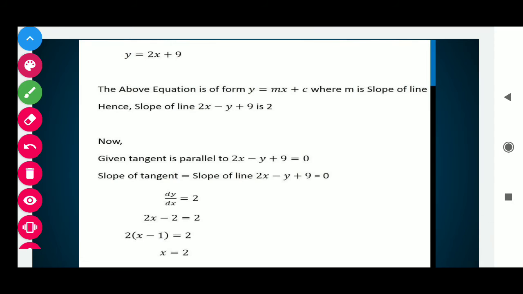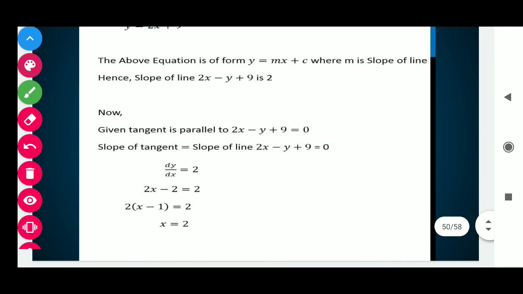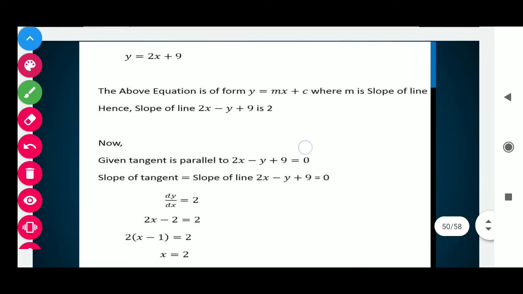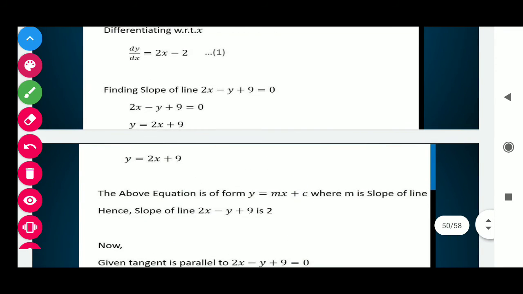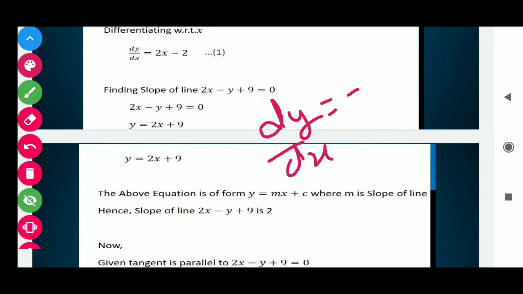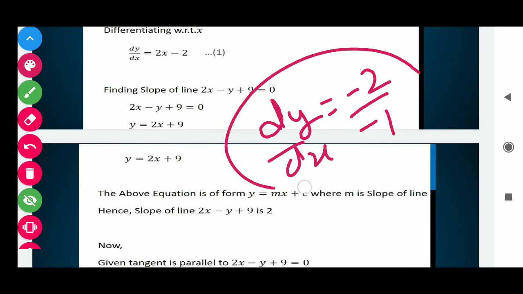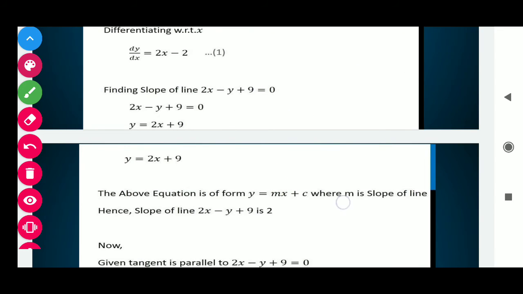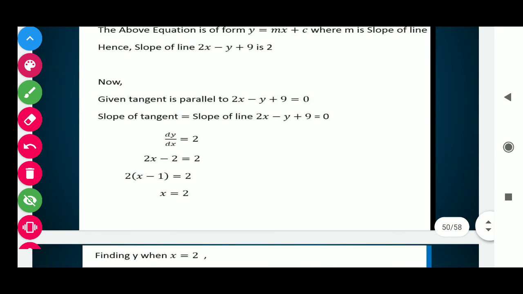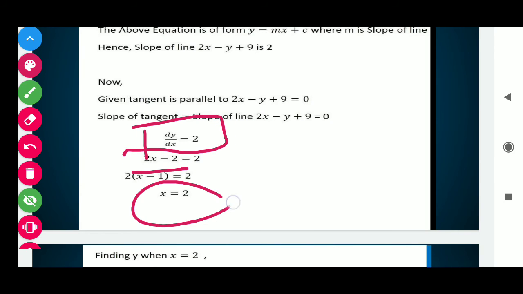Yes students, you can also write here y equals mx plus c, where m is the slope. This is the alternative way, but a very simple way is that dy over dx equals minus coefficient of x over coefficient of y. In this way we get directly the slope of the line. So students, you can equate dy over dx equals 2, and here the slope is 2x minus 2. From equation first we get x equals 2.